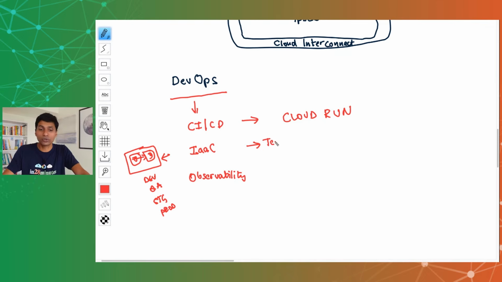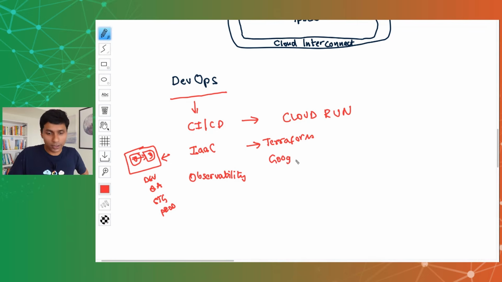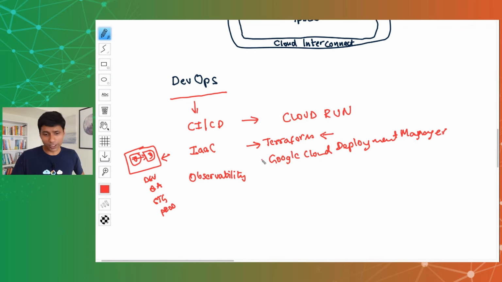The popular tool to do infrastructure as code is Terraform. In Google Cloud, you can make use of Google Cloud Deployment Manager. So it's Google Cloud Deployment Manager, which you can use to do IaC in Google Cloud. I would say the recommended one would still be Terraform. I don't really like the Google Cloud Deployment Manager. I would recommend you to go with Terraform if you are using Google Cloud.